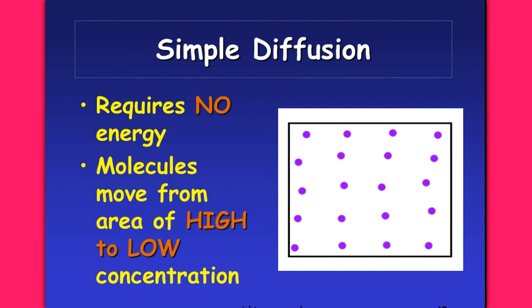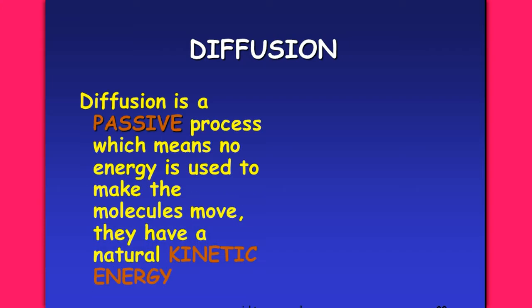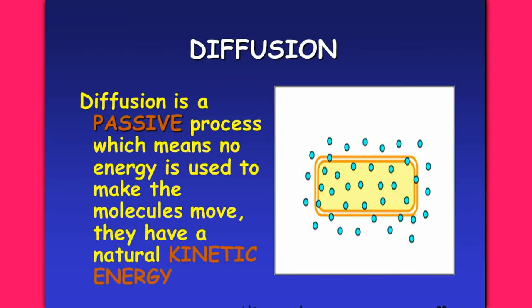All molecules, whether a gas, a solid, or a liquid, all vibrate at a certain rate. And because of that, the molecules bump into each other and push each other apart. So imagine being in an elevator with the maximum capacity. All you want to do really is just get out. So it's the idea of moving from an area where there's lots of molecules to an area where there's fewer molecules. So diffusion is a passive process because there's no energy that's being used. So, like I said, those molecules have a natural kinetic energy.